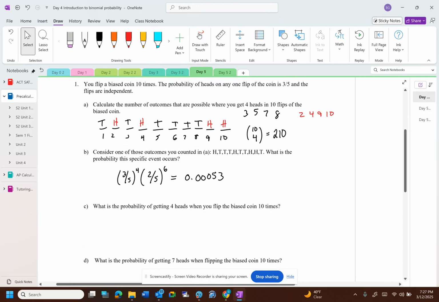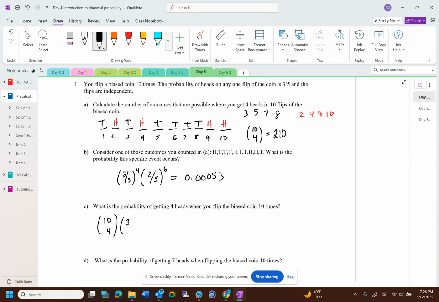So now the question becomes, what's the probability of getting 4 heads when you flip this biased coin 10 times? Well, every outcome that has 4 heads and 6 tails has the same probability. So we can add up all those probabilities, 210 times. So we can add 0.00053 210 times, or do multiplication. So the probability of getting 4 heads is 10 choose 4, that's the 210, times 3/5 to the 4th, times 2/5 to the 6th. And if you crunch the numbers on that, you will get 0.215, okay, or about 21.5%.